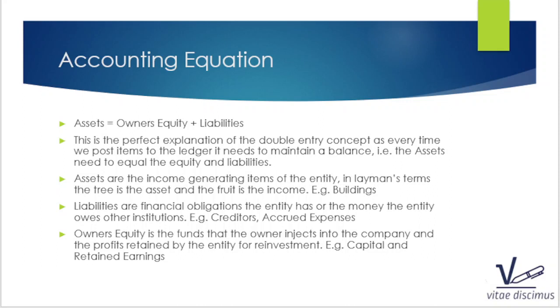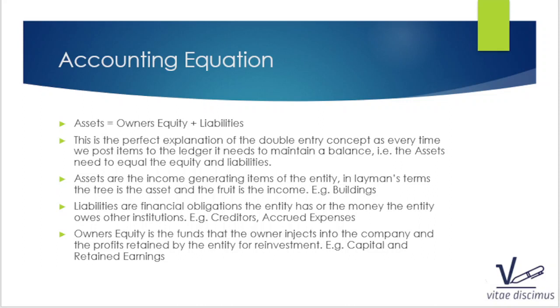Unless we are looking at a position whereby we are insolvent, whereby we now have a lot of liabilities, but we do not have any assets to show for them. So the accounting equation is the perfect explanation of the double entry concept, as every time we post items to the ledger, it needs to maintain a balance, meaning that the assets need to equal the equity and liabilities.